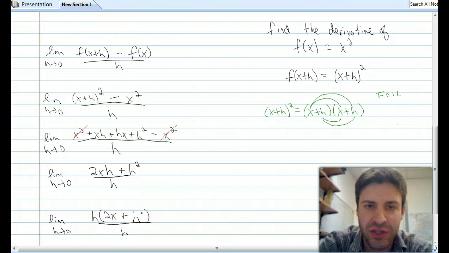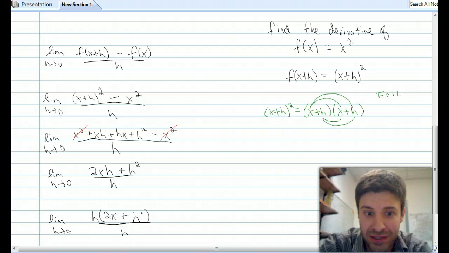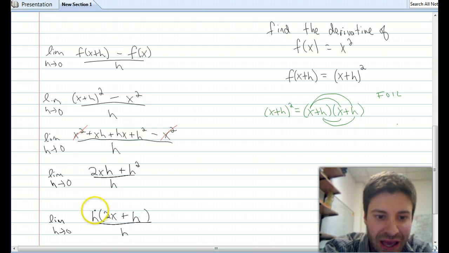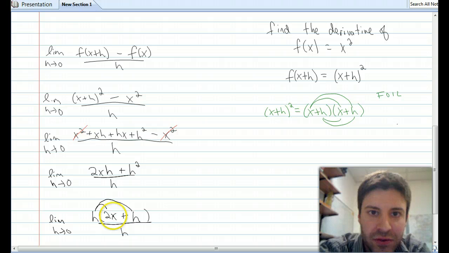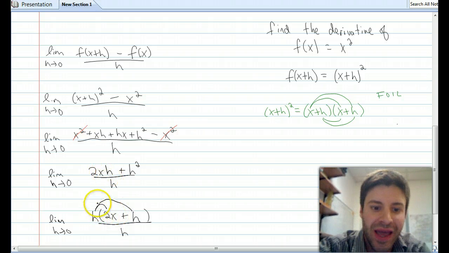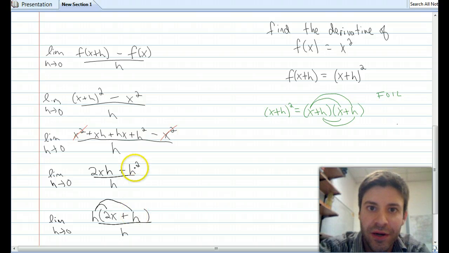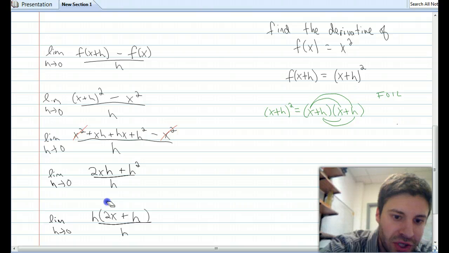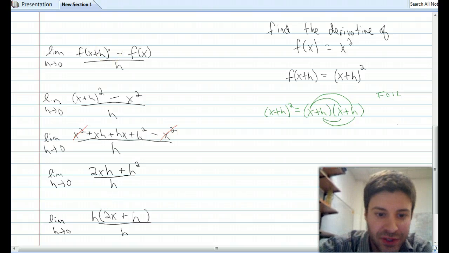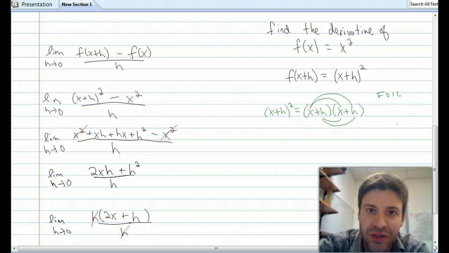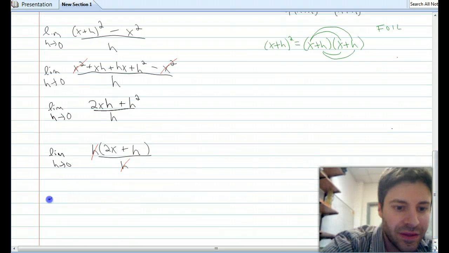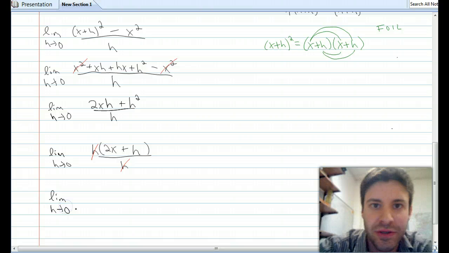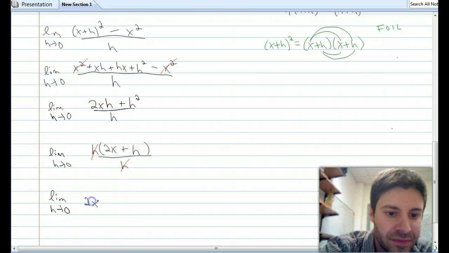Now you can convince yourself, if this is a little confusing, that this is legal because you could imagine multiplying this h back through the parentheses. And if you did that, you would multiply h times 2x, which would give you 2xh, and you would multiply h times h, which would give you h squared. So you'd be left with the same thing you started with, so we know that that step is legal. Now the reason that we did that step is because, hey look, now my favorite thing to do is cancel. We can cancel the h in the numerator and the h in the denominator, and that just leaves us with limit as h goes to 0 of 2x plus h.